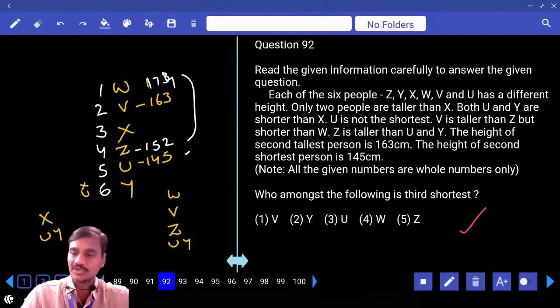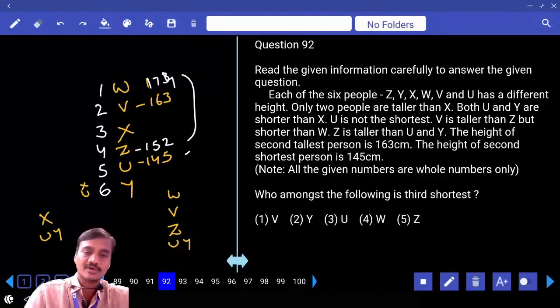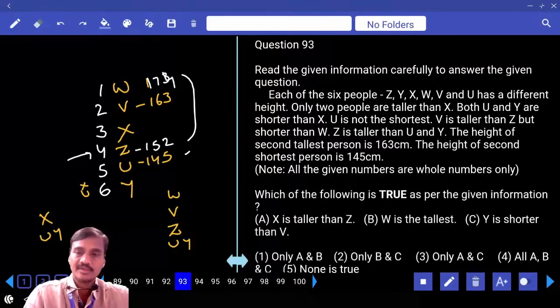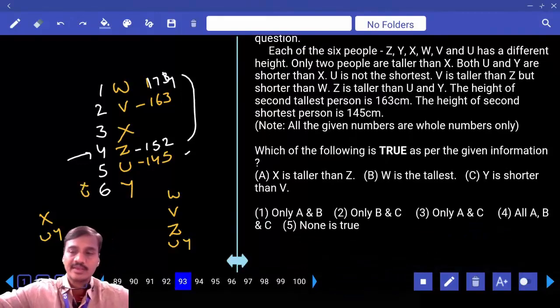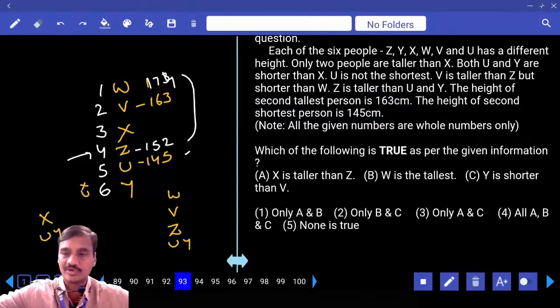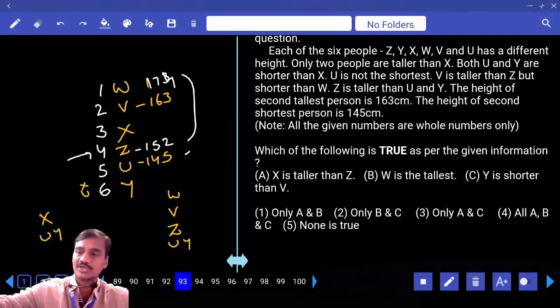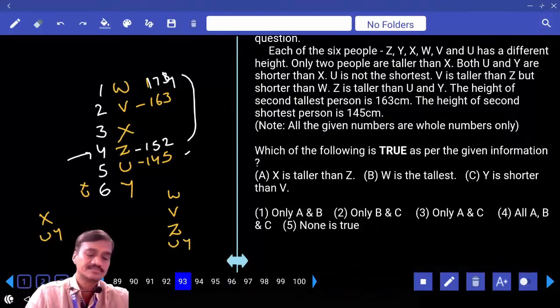Then 92, who among the following is the third shortest? Now who is the third shortest here? Z is the third shortest, choice 5, 92. And which of the following is true? X is taller than Z, yes, definitely true. W is the tallest, yes. Y is shorter than V, yes. All the given statements are true, that is choice 4, question number 93.